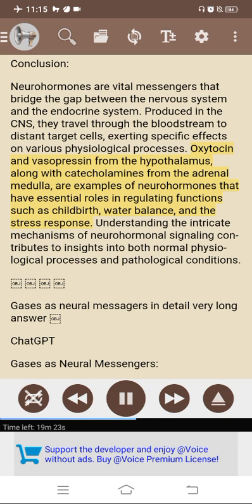Oxytocin and vasopressin from the hypothalamus, along with catecholamines from the adrenal medulla, are examples of neurohormones that have essential roles in regulating functions such as childbirth, water balance, and the stress response. Understanding the intricate mechanisms of neurohormonal signaling contributes to insights into both normal physiological processes and pathological conditions.